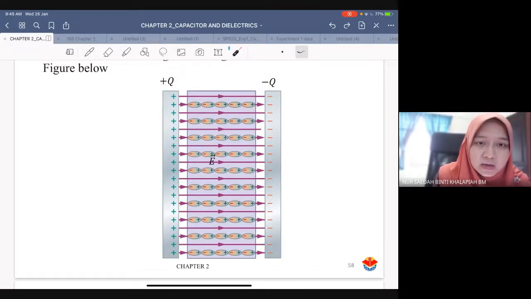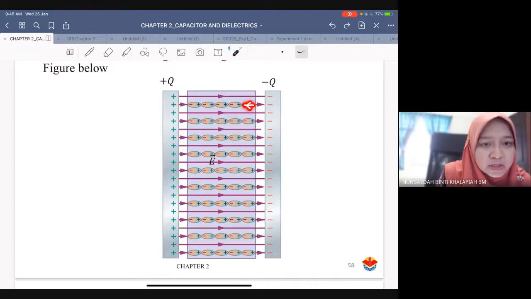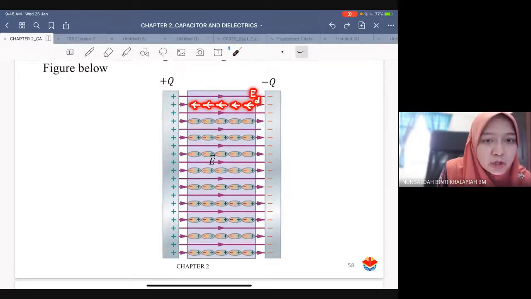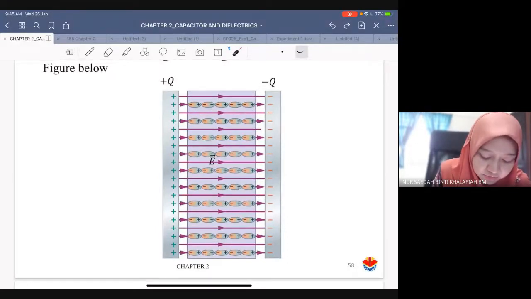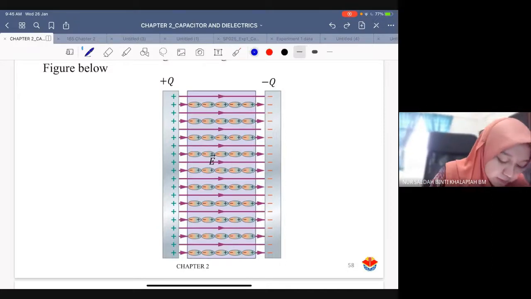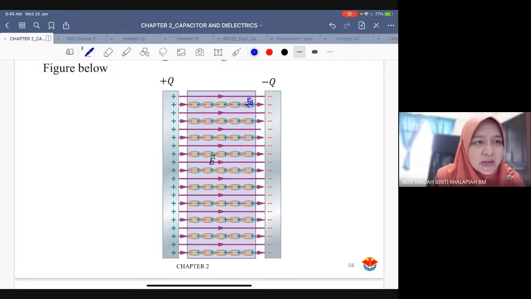So dia pun ada electric field dari dalam diri dia sendiri. So this is macam intermolecular punya. Dari dalam molecules tersebut, electric field adalah dari positif polar ke negatif polar. So diorang ni ada juga electric field daripada molecules dia sendiri. Electric field directionnya adalah daripada positif ke negatif. So maksudnya ni adalah electric field from dielectric, E_D.